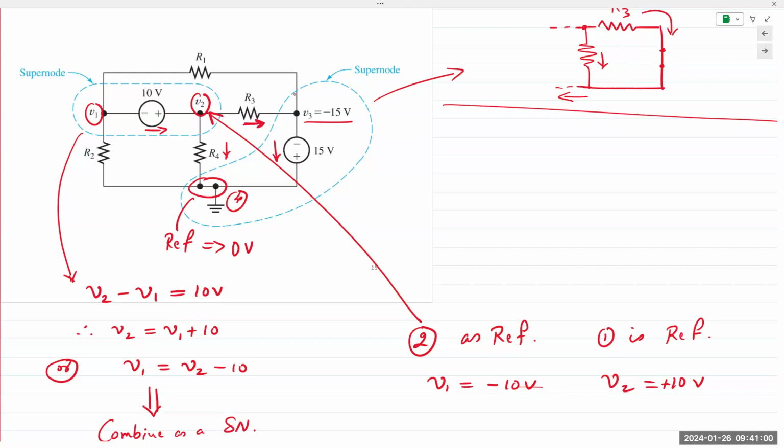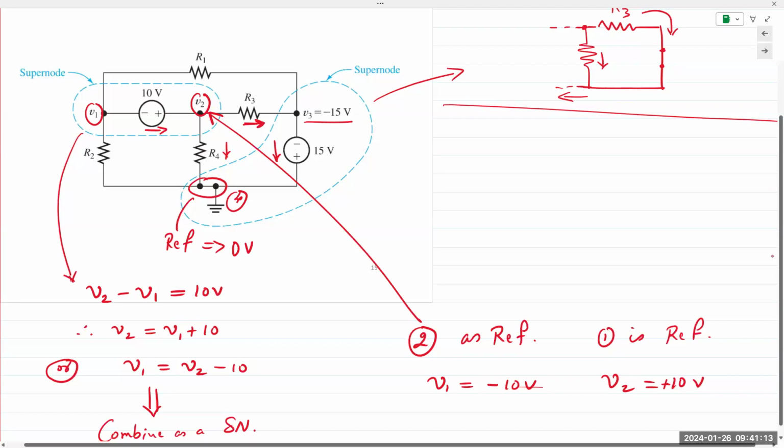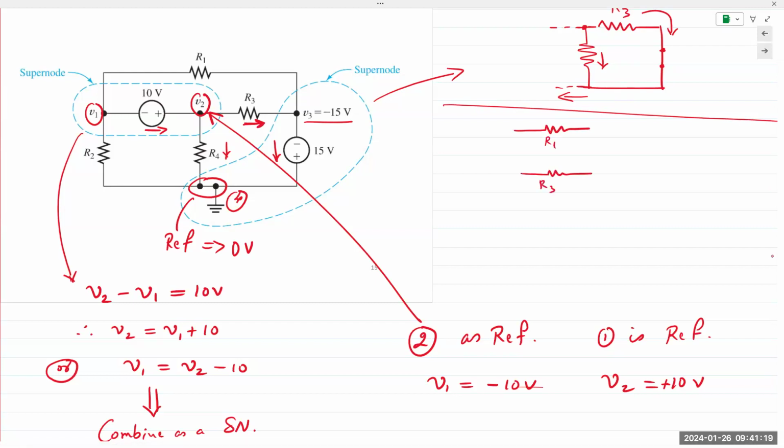So typically we don't do this for non-EE classes. We simply explain the concept of super node, but there is a reason. It has a basis right here. So, this is R1. This is R3. This is R4. And that's my junction, right?